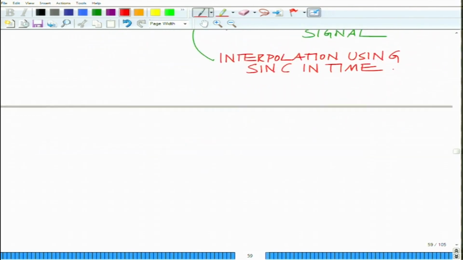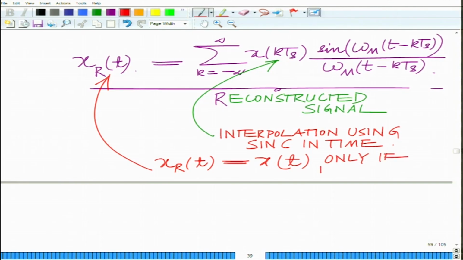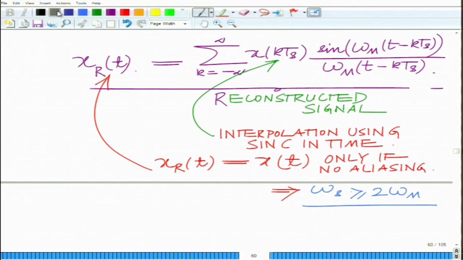Of course, you can realize that x R of t, this reconstructed signal, is equal to the original signal only if there is no aliasing, correct. Only if there is no aliasing. This implies that omega s is greater than or equal to twice omega m.